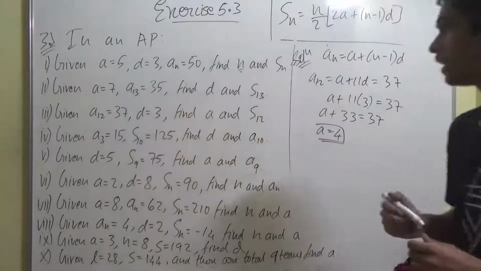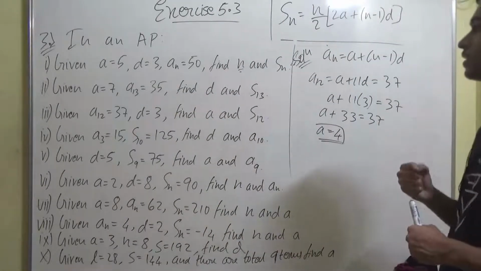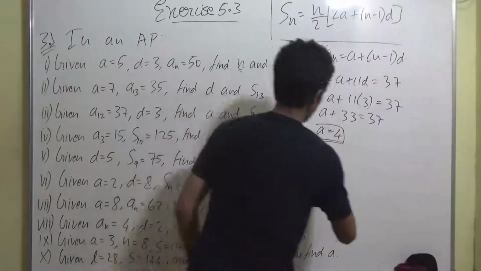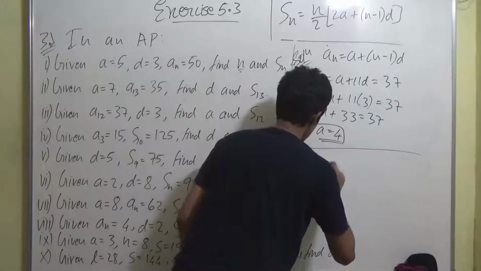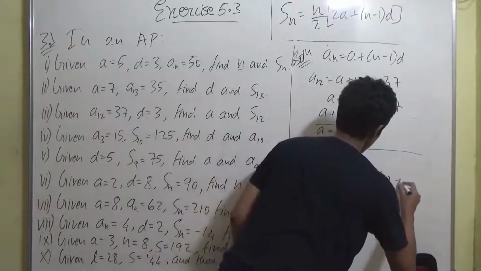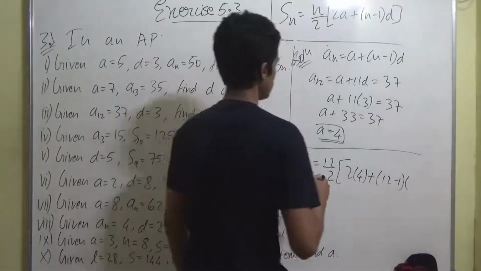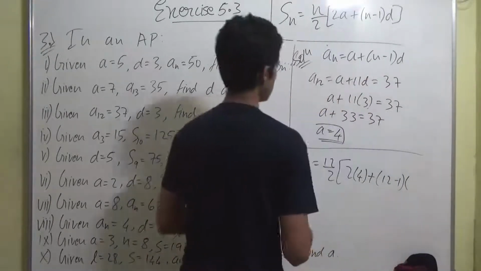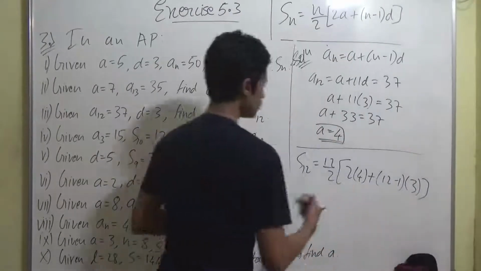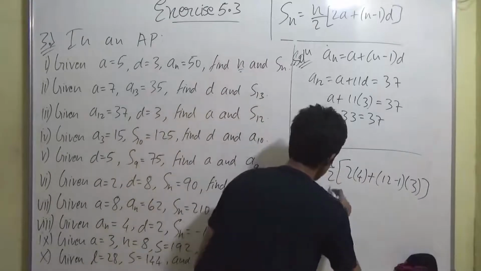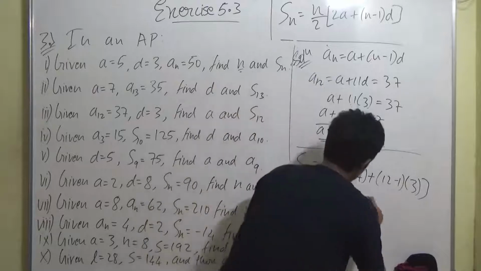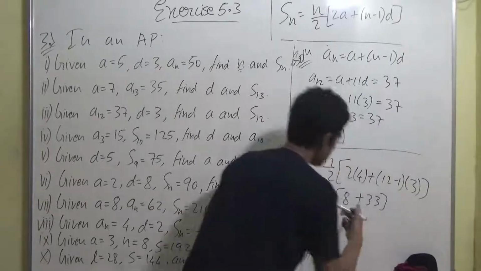Now we should find S of 12, right? So S of 12 is this formula, we'll use it now. S of 12 is 12 by 2, 2 into a, 2 into 4 plus (12 minus 1) into d. D is how much? No, sorry, d is 3. Done. Now we have to find this, guys. This is going to become 6, since 12 by 2 is 6. This will become 8 plus 33, so this will become 41.